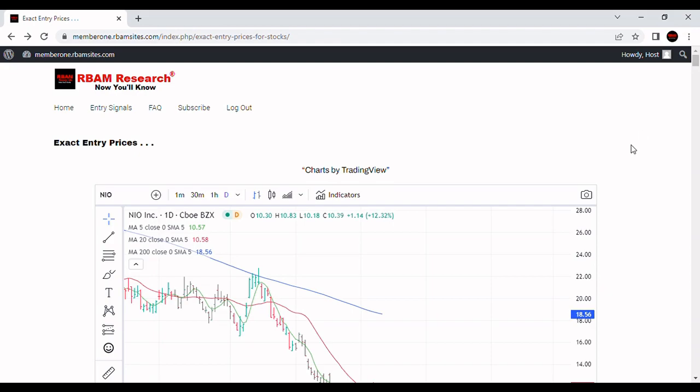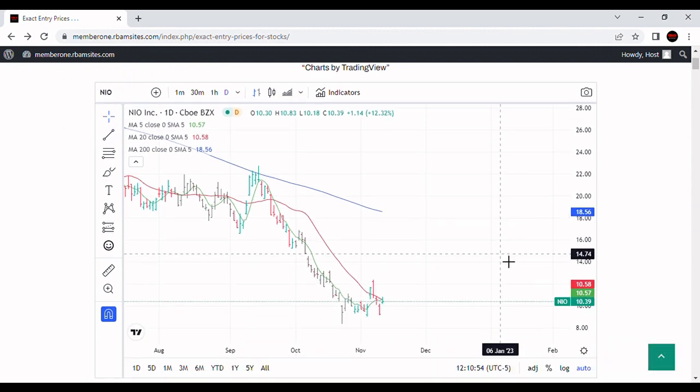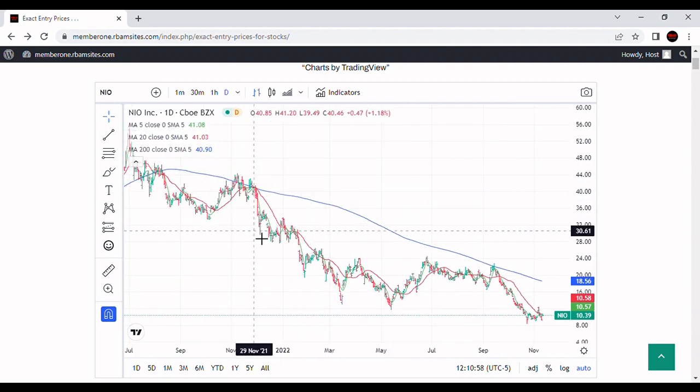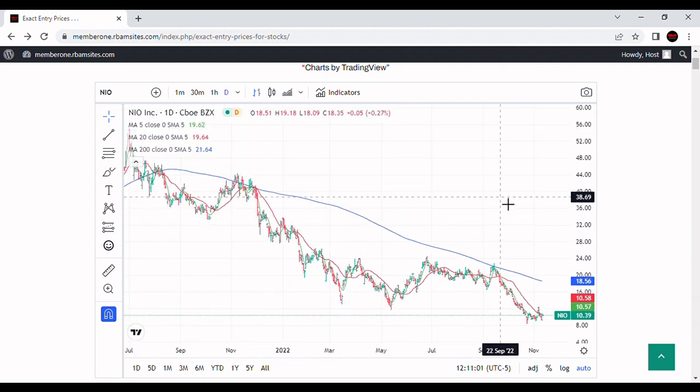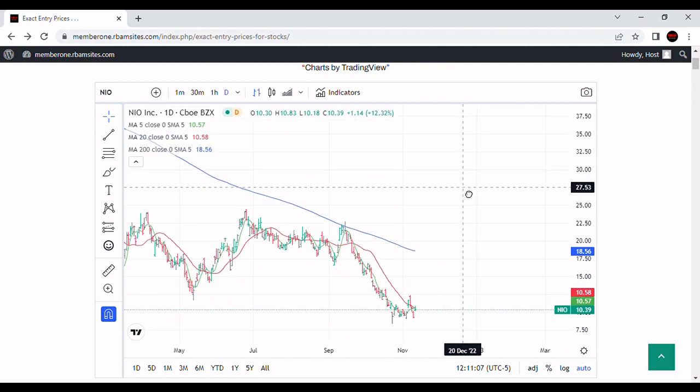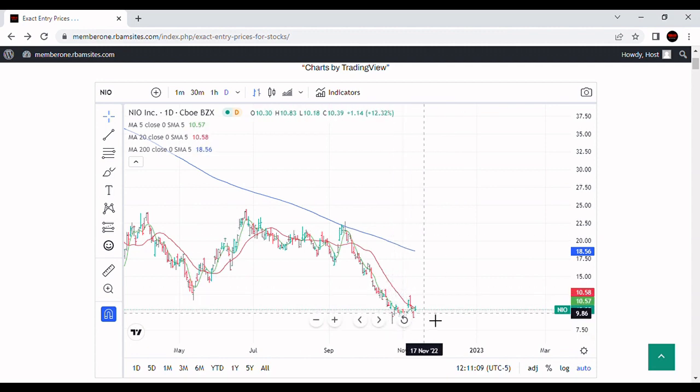We're going to do a video on NIO stock analysis. We've got a daily chart of NIO in front of you with a 200-day moving average in blue, and we can see the stock's been in a bear market all the way back since November of 2021. It came up here and bounced off the bottom of the 200-day moving average on September 15th, and it's been selling off ever since. This is the red 20-day moving average, green 5-day moving average.